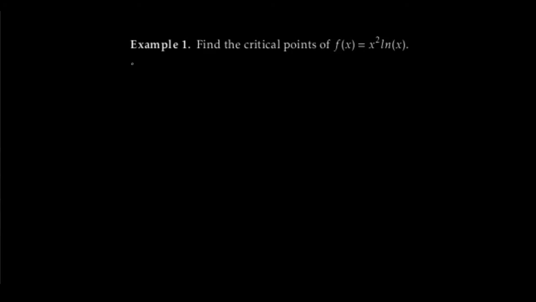Okay, on to the first example. Example 1. Find the critical points of f of x equals x squared times the natural log of x. First step, we'll find our derivative. So f prime of x, using a little bit of the old product rule, will be 2x times the natural log of x plus x squared times the derivative of natural log of x, which is just 1 over x.